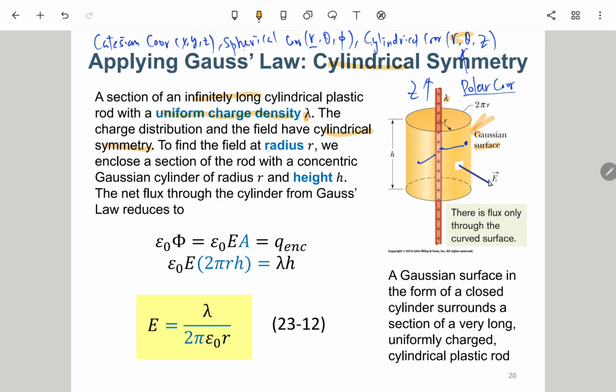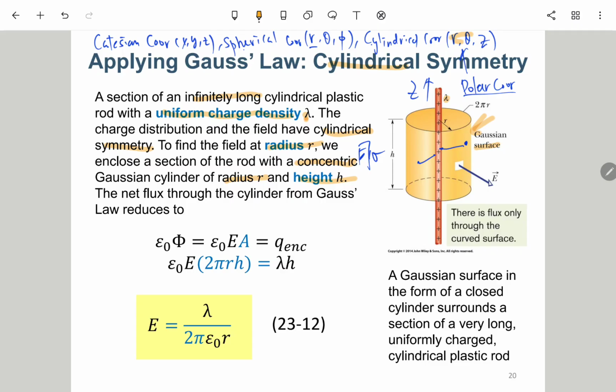So to find the field at radius r, we enclose a section of rod with a concentric Gaussian cylinder of radius r and height h. Concentric means with the same center. This r and h don't really matter; later on you'll see they will cancel out. R will not be cancelled out, h will be cancelled out.